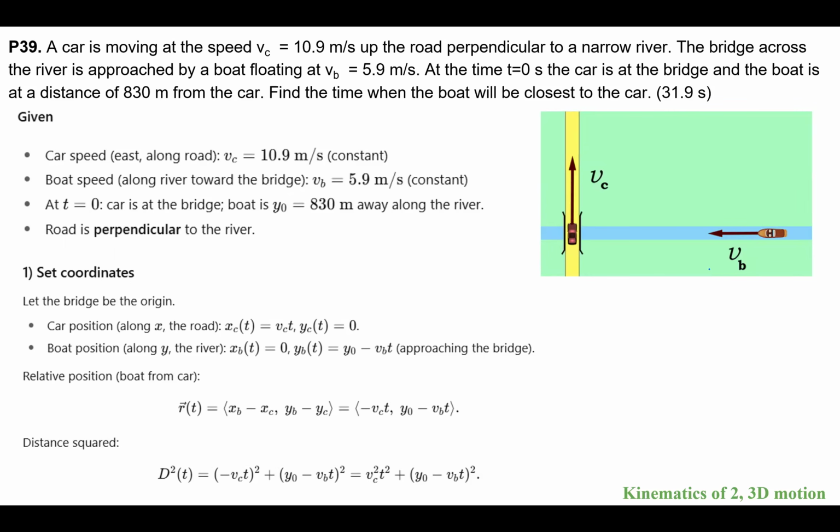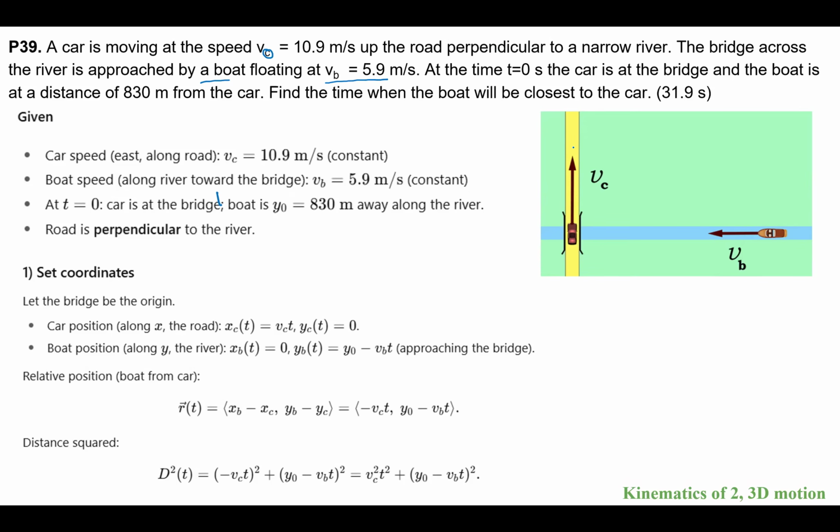Okay, the first problem, problem 39. A car is moving with a velocity v_c up the road, perpendicular to a narrow river. A bridge across the river is approached by a boat floating with this velocity. Note that they are in different directions.